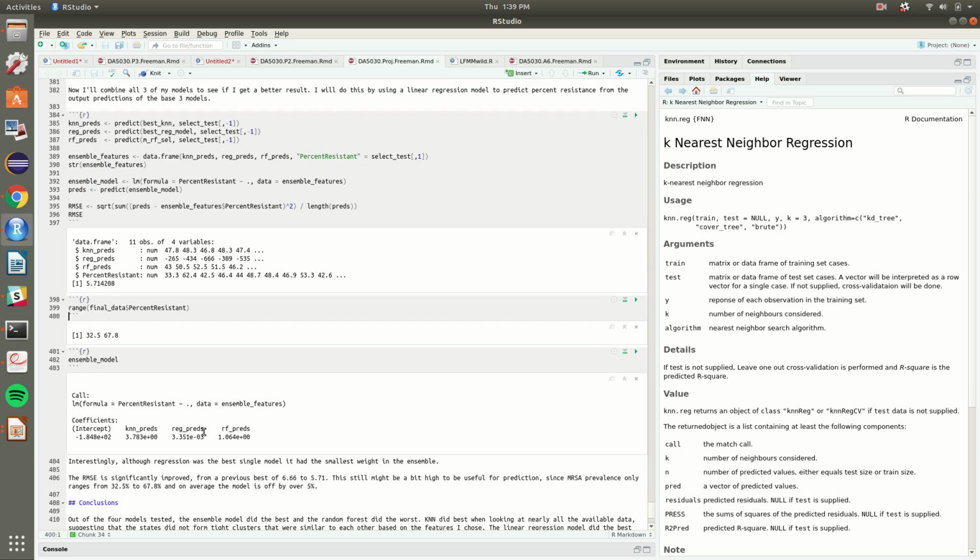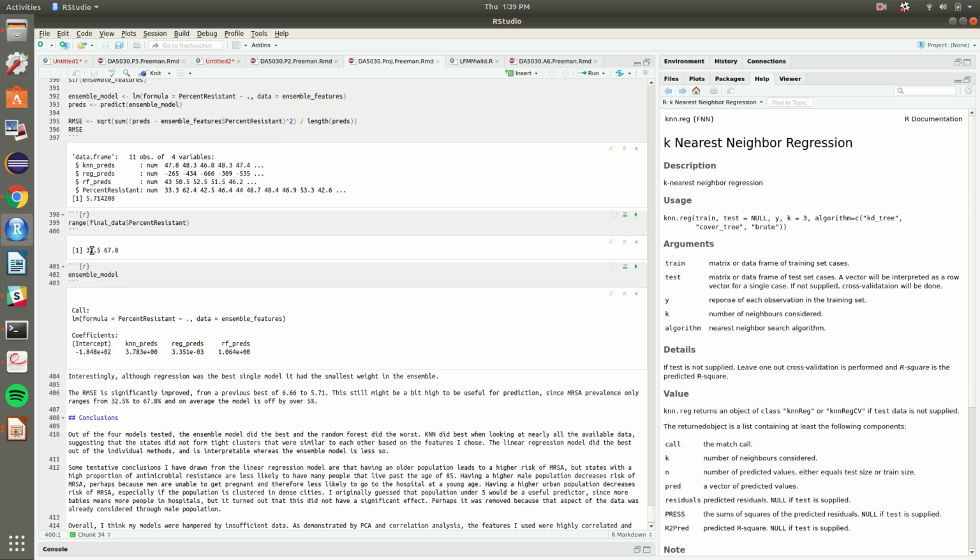I'm going to remind you about the range of the percent resistance. It ranges from 32.5 to 67.8. That's a relatively small range, like 33%, and we're off by about 5.7% each time. So how useful would that really be in a real-world context? Probably not.